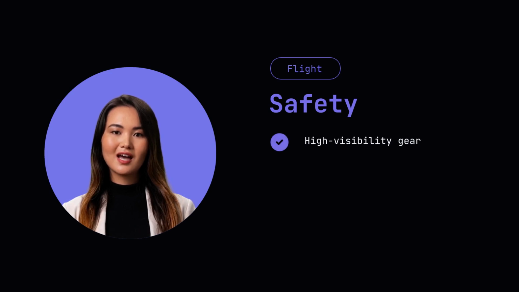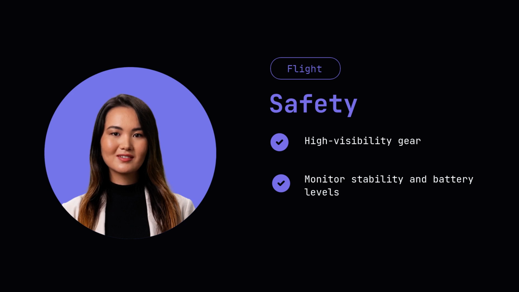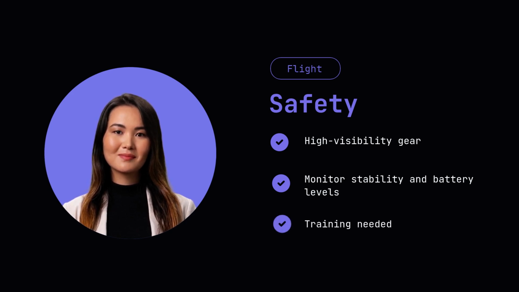During flight, wear high-visibility clothing and ensure communication devices are ready. Monitor drone stability and battery levels closely. Stay alert to environmental changes and stop the operation if risks increase. Proper training and certification are essential for safety.